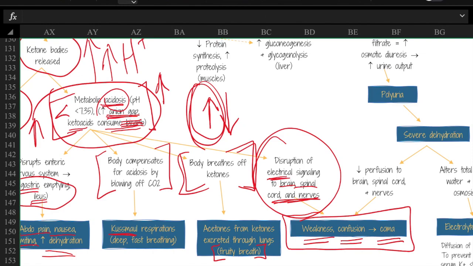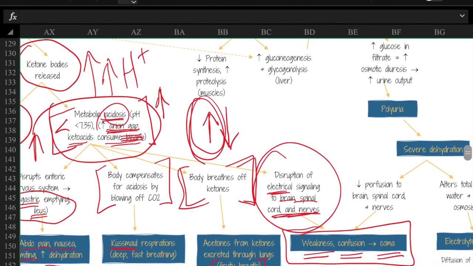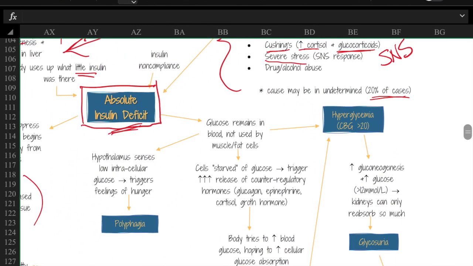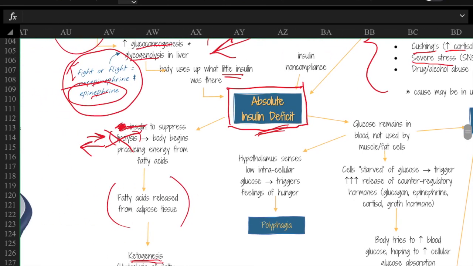There's a whole video on the difference between DKA and HHS that you can check out. It talks about that a little bit more in detail. For now, let's look at some of the rest of these symptoms, these signs of DKA.